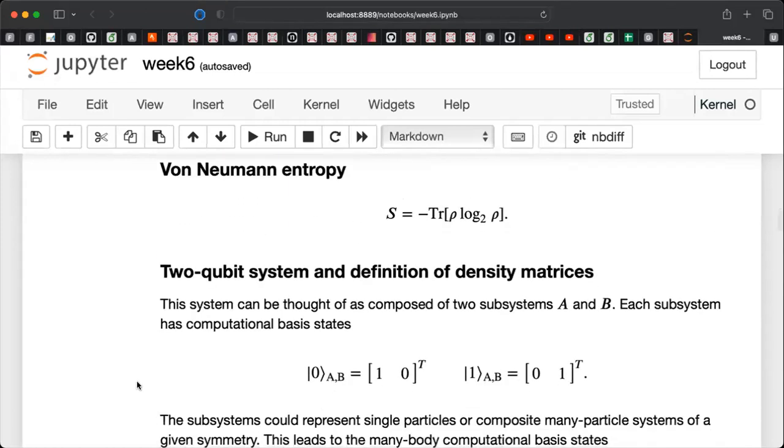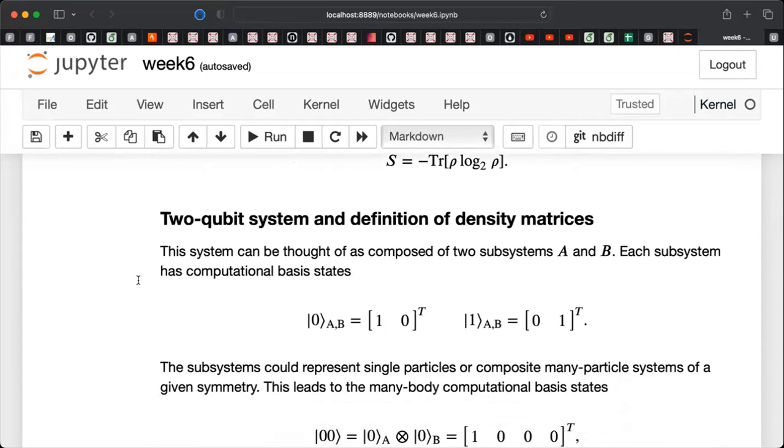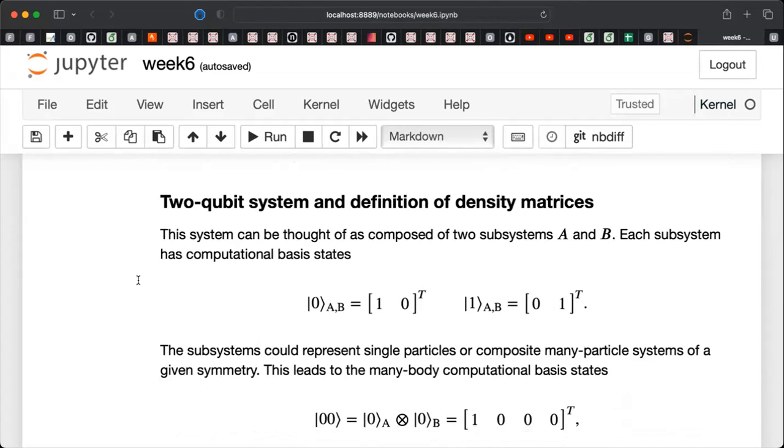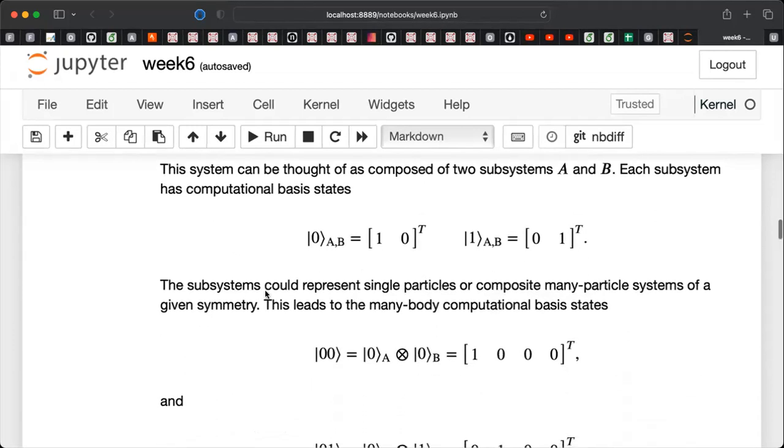The system which we are going to encounter first is based on this 2-qubit system. Each subsystem, A and B, has computational basis states, which are given by qubit 0 or bit 0, as we often call them. That is a spinor with elements 1 and 0. And then we have qubit 1 or bit 1, which is 0 and 1. Then we can construct a new orthogonal basis.